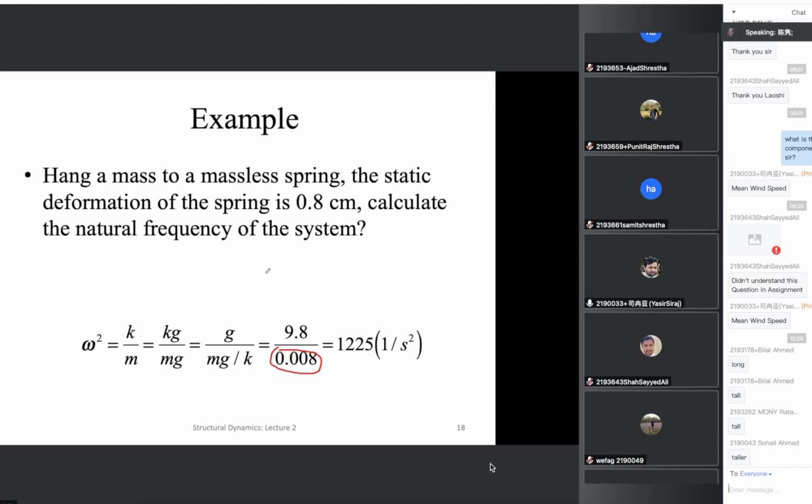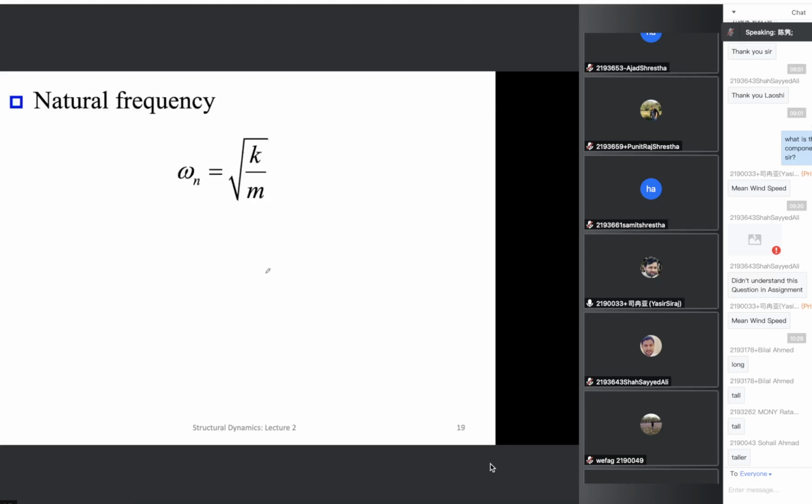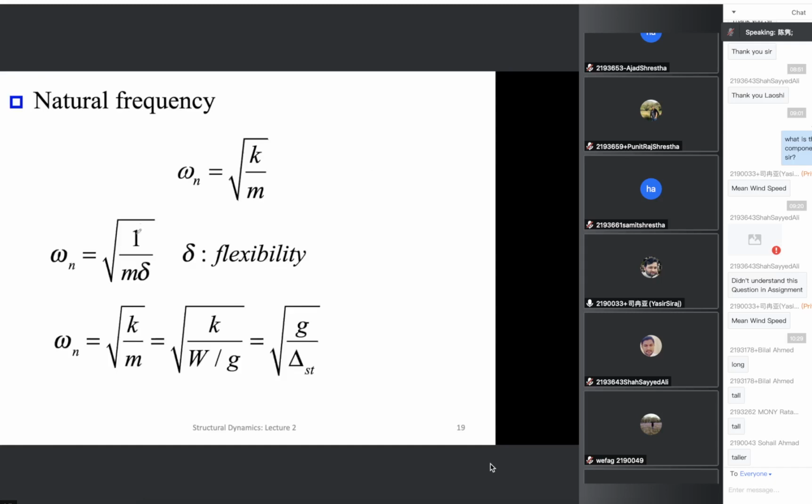We have many ways to determine the natural frequency of the system, because it's a very important property. And like we just saw, because of the static deformation, G over delta is omega squared. So we use this equation to calculate it.